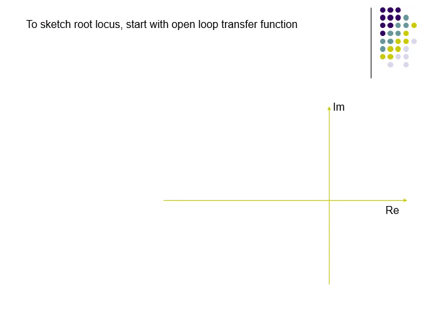To sketch the root locus, we start by writing down the transfer function of the open loop system. We call this transfer function L, which is equal to K, the controller transfer function, times G, the system transfer function.